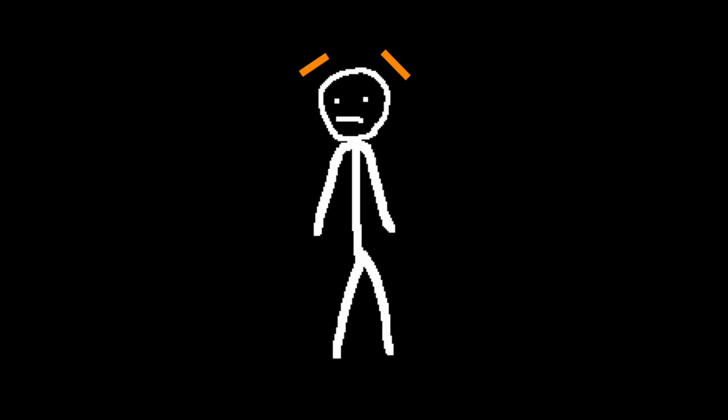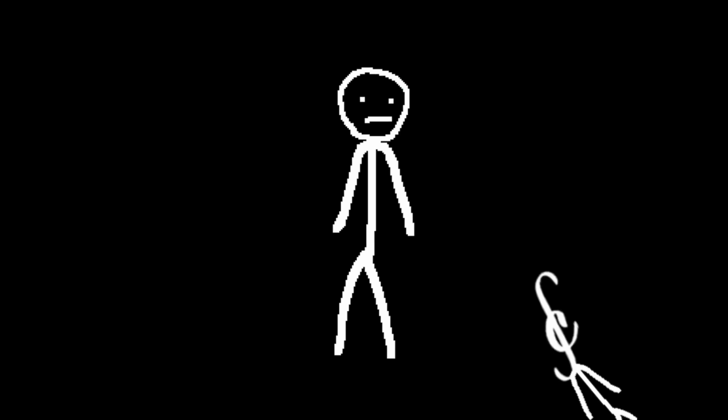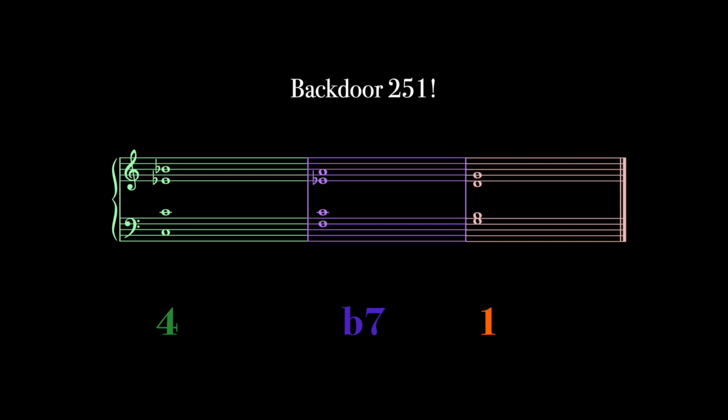You may be listening to a song. It's pretty cool, and suddenly this happens. Whoa. That was out of nowhere, but it works, and it wasn't out of nowhere. This is called a Backdoor 251. But first, what's a normal 251?